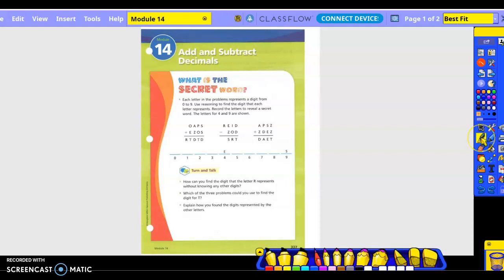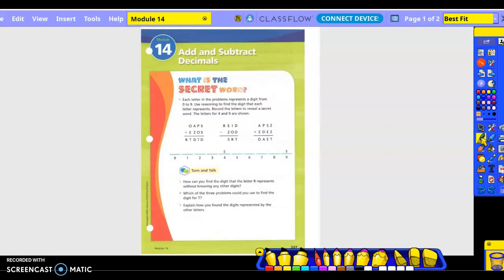Basic grade into math module 14, add and subtract decimals. So this is the beginning of 14, the stuff that we're going to be learning about in this module. So what is the secret word? Each letter in the problems represents a digit from 0 to 9. Use reasoning to find the digits that each letter represents. Record the letters to reveal a secret word.